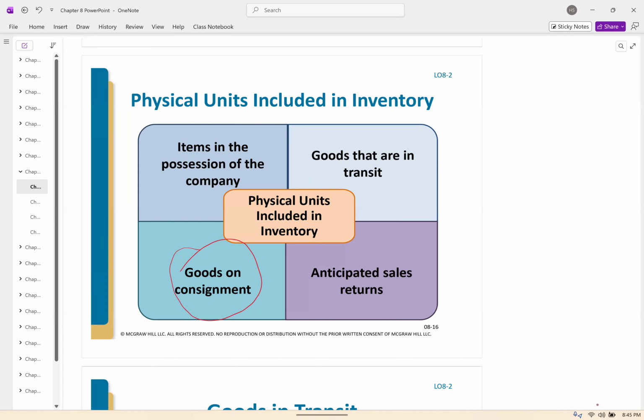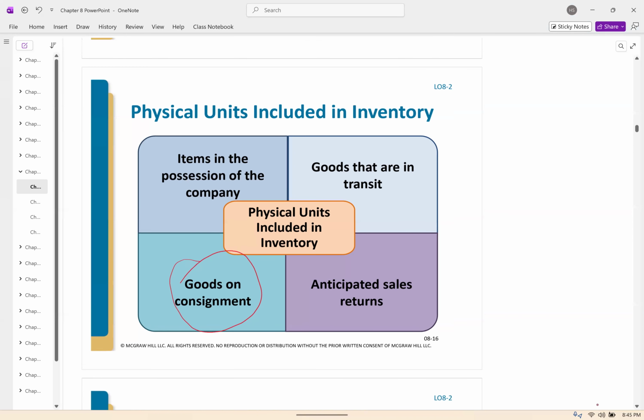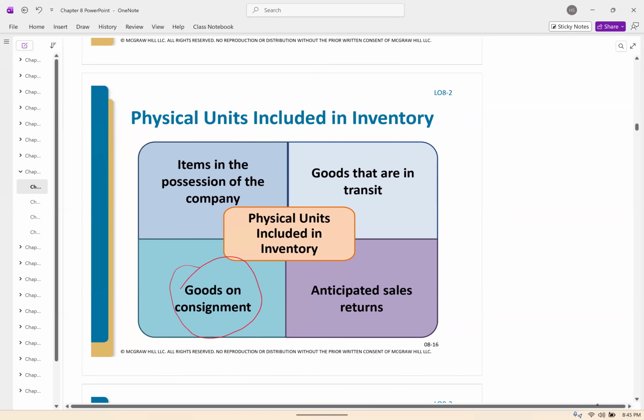Okay, so goods on consignment are counted in inventory. They are our inventory. We own them. Goods that are in transit, that's really important.